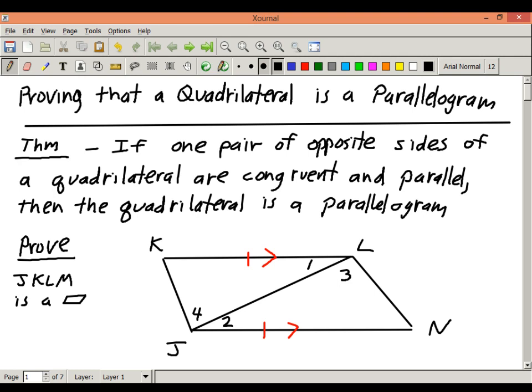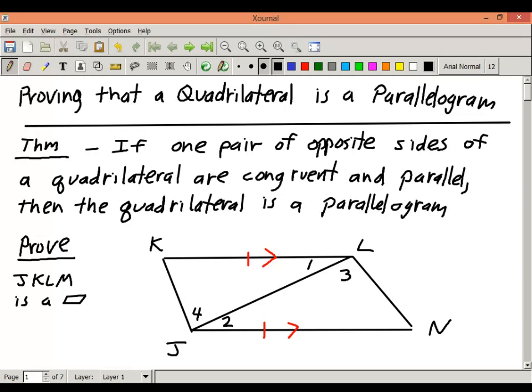So let's get started. By the way, notice as we go through these 5 theorems that they all end with the same conclusion, which is then the quadrilateral is a parallelogram. So we're trying to prove that a quadrilateral is a parallelogram, and we got 5 theorems to help us.